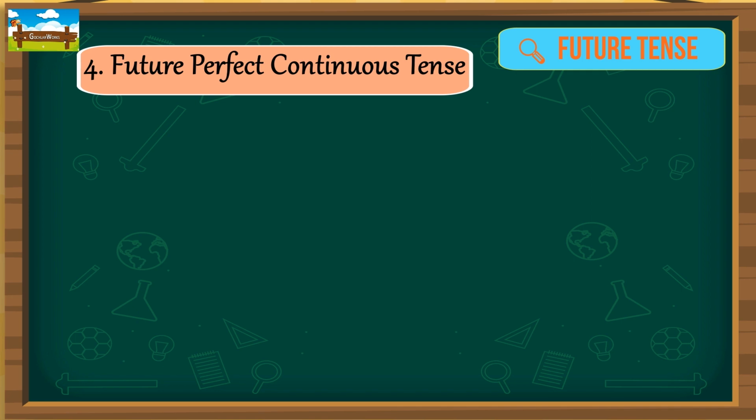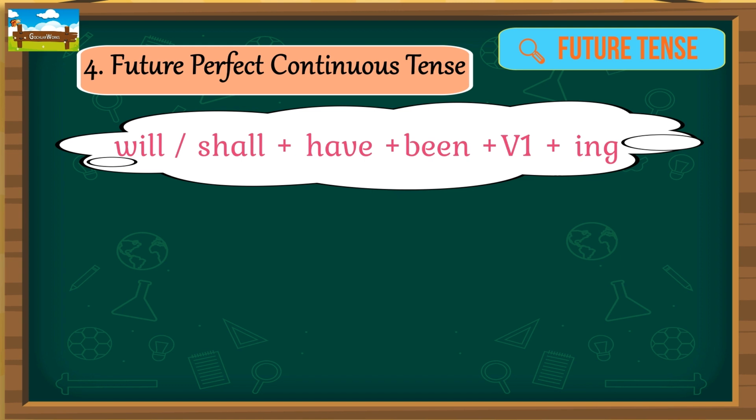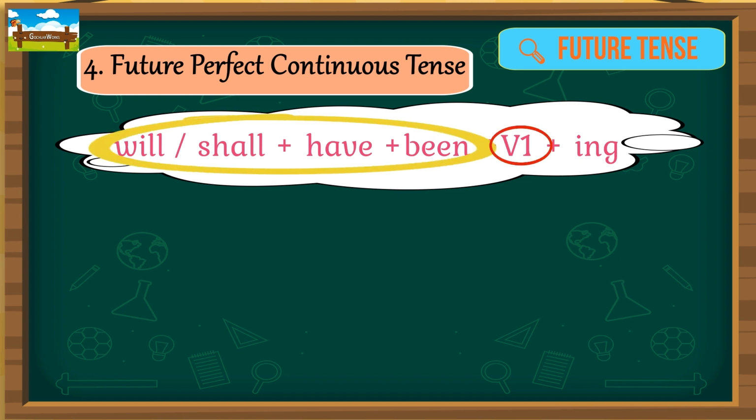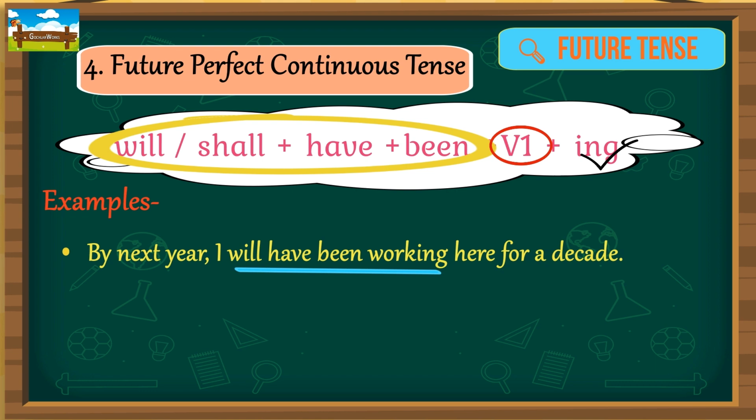The last tense on our list is the future perfect continuous tense. We don't use this tense very often in English, but it's still good to know about it. This tense is used in rare situations where we know the action will start in the future, continue for a while, but we don't know when it will finish. How to make it? Use will have been or shall have been with the base form of the verb plus ing.